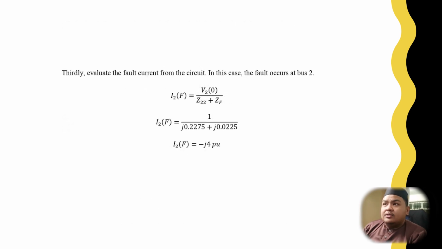After we have obtained the Z components, we evaluate the fault current. In this question the fault occurs at bus 2, so we use the formula I2F equals V2 naught over Z22 plus ZF, where V2 naught is usually assumed as 1 per unit. From the Z impedance matrix, Z22 is j0.2275, and Z fault from the question is j0.0225. After we calculate, the fault current at bus 2, I2F, is negative j4 per unit.